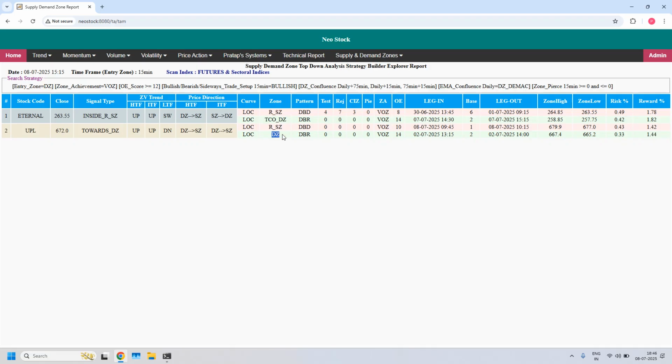These two 15 minutes demand zones are high probability trade setup supported demand zones, provided less than 20 checklist items are satisfied. Otherwise, zone might be violated.